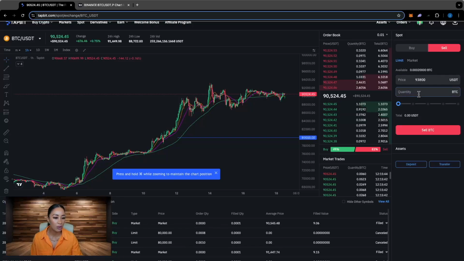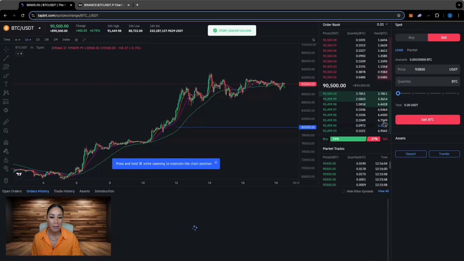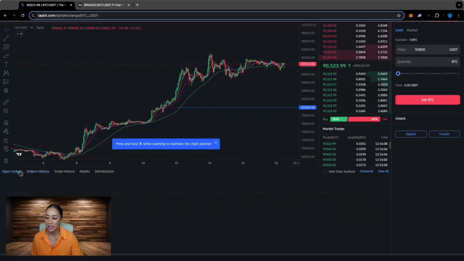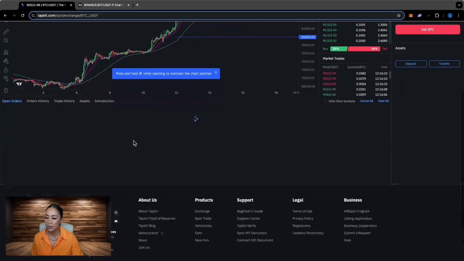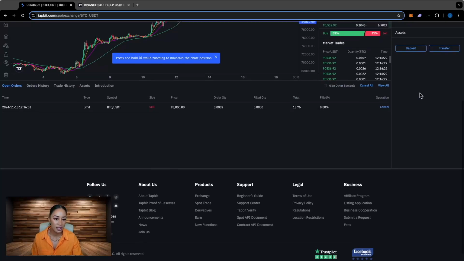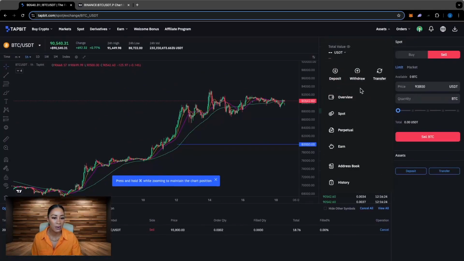Then I can select the quantity I want to sell of my Bitcoin, so I can manually work that out or use the slider bar. I'm going to sell 100% because I have now slid my slider bar all the way to the end. I then hit sell and my limit order is now going to get added to the order book, which I can then see under open orders down the bottom here. Once price hits 93,800, that Bitcoin will sell and I will then get USDT back. That USDT will then go into my spot wallet.